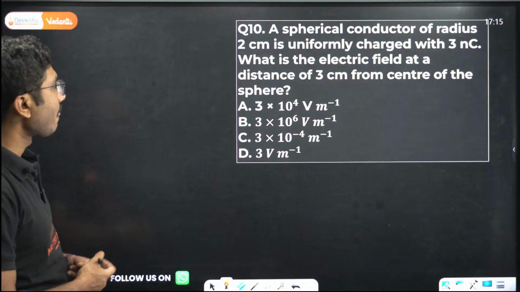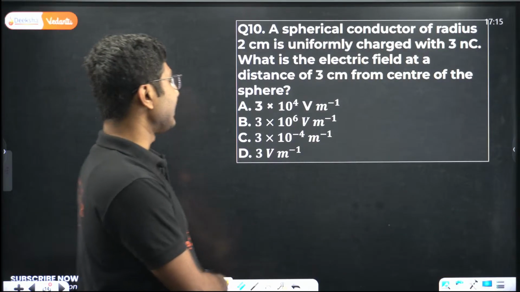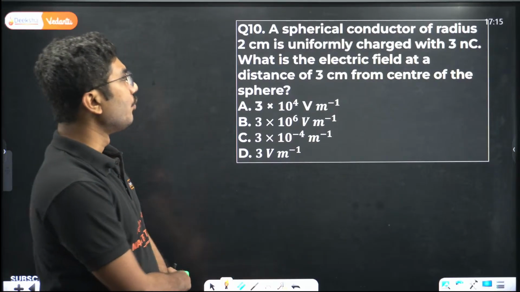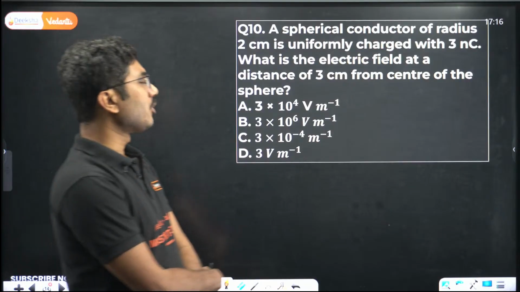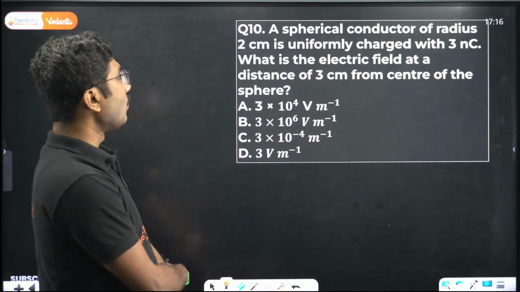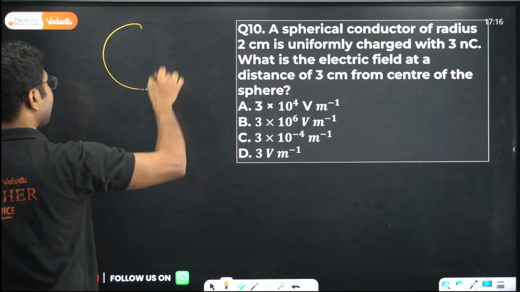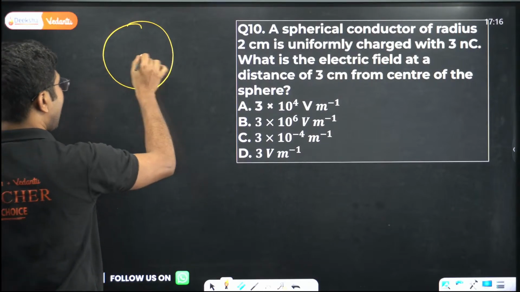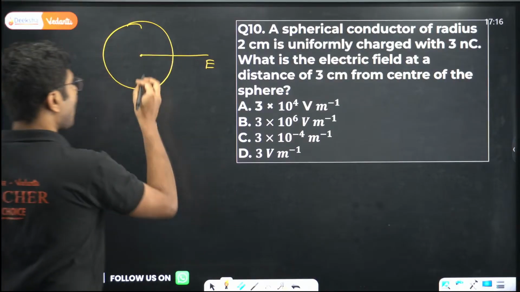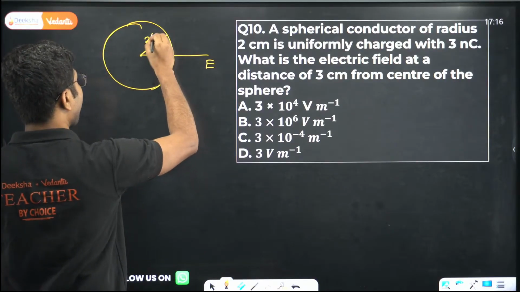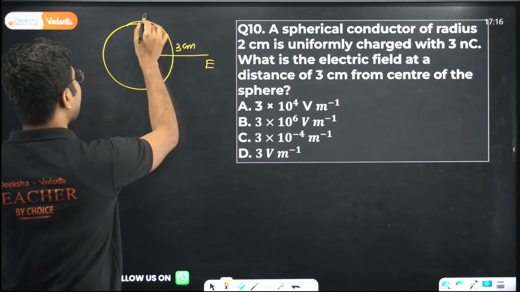Let's move on. A spherical conductor of radius 2 centimeter is uniformly charged with 3 nanocoulomb. What is the electric field at a distance 3 centimeter from the center of the sphere? So here we have a spherical conductor and we are trying to find the electric field outside the sphere. So this is the application of Gauss's law. So 2 centimeter is the radius, 3 centimeter is the distance. Charge given here is 3 nanocoulomb.